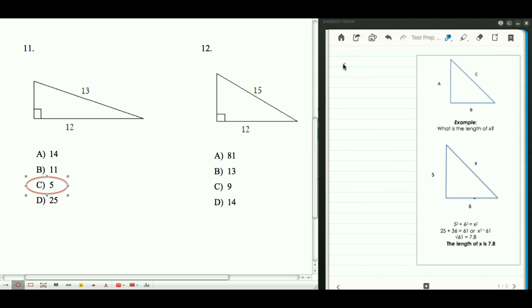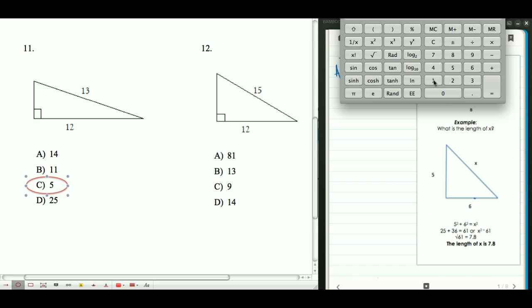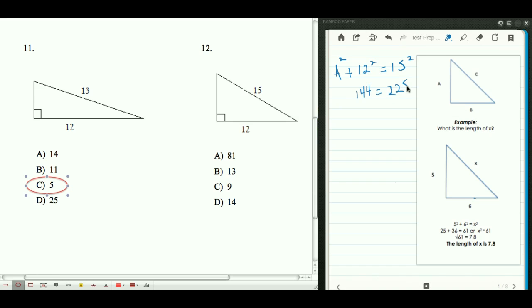Okay, number 12. Now we have the same setup. We know what the long side is, or side c. That's going to be 15 squared is equal to, and it doesn't matter if this is a or b. Let's just say b. 12 squared plus a squared. Okay, so same process. That's going to be 144 is equal to, what's 15 squared? Let's see, 225, and then plus a squared.